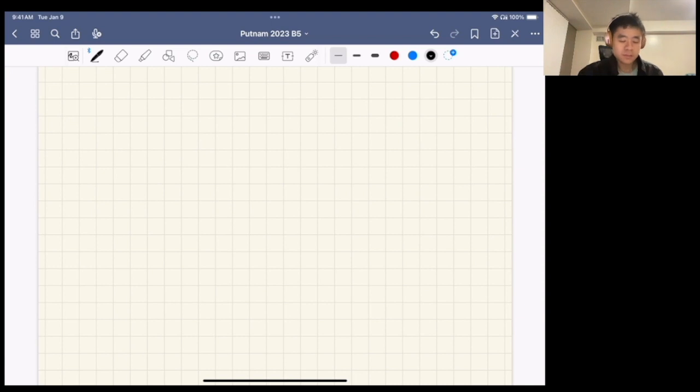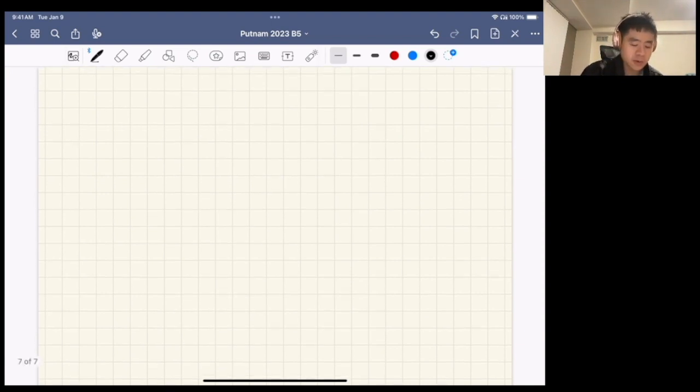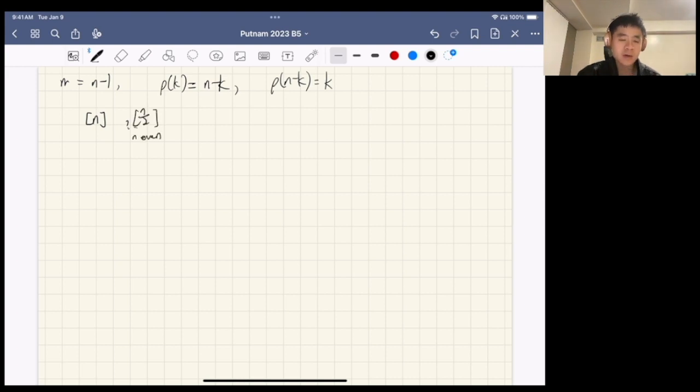So in general, as I said, we can first try to see what happens if m equals n minus 1. Then we see that rho of k equals n minus k, whereas rho of n minus k equals k. So what this means is that n, and maybe n minus 2 if n is even, will be in their own cycle, whereas for the rest you basically have k and n minus k in its own cycle. So this k is going to be 1, 2, all the way to the floor function of n minus 1 over 2.